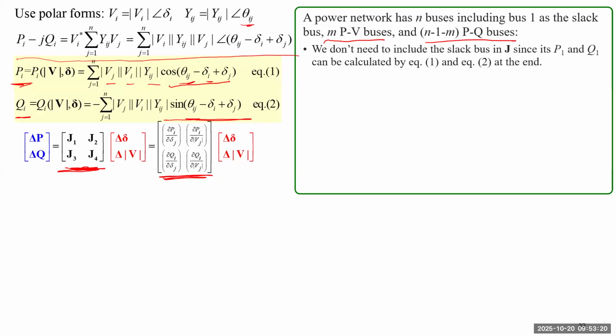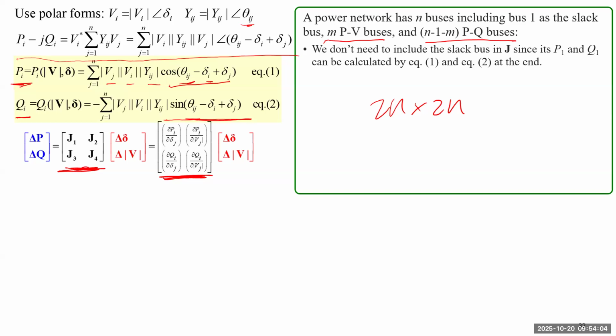because from this general form, we need to calculate all the combinations. If we have n buses, we have n P's to be calculated. We also have n Q's to be calculated. So it looks like the Jacobian matrix needs to be 2n times 2n, right? Because if we have a 3 bus power system, it needs to be 6 by 6. You have partial P1, partial P2, partial P3, and partial Q1, partial Q2, partial Q3.